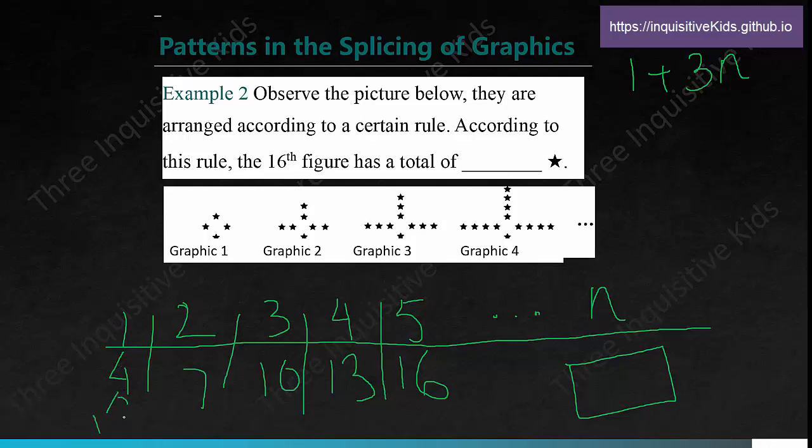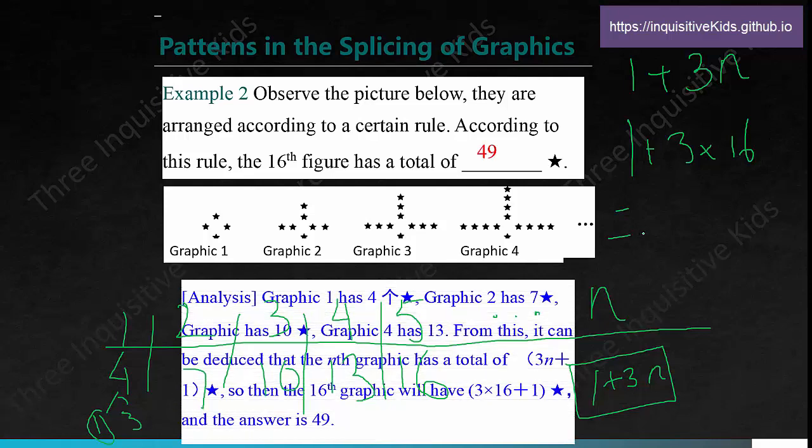So this is 1 and 3. And it's 3, 3, 3, 3, 3. It keeps adding from that 1. And it's n times, so it's 3n. But we still have to remember that there's this 1 over here. So that's 1 plus 3n. This n right here is equal to 16. It's asking, when n is equal to 16, the 16th figure, or the 16th graphic. So 1 plus 3 times 16, that is going to give us 49.